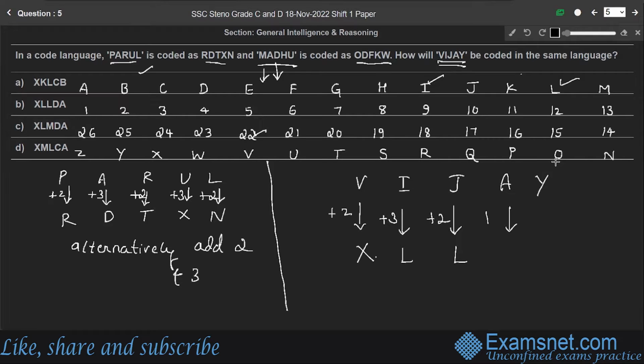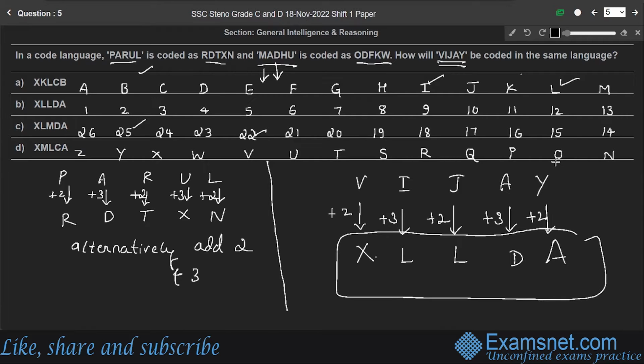Next is A, add 3, A plus 3 becomes D, and next is Y, add 2. Y is 25, 25 plus 1 is Z, plus 2 is again A. A will be repeated here. So XLLDA will be the code for Vijay. Look at the options. Option B.